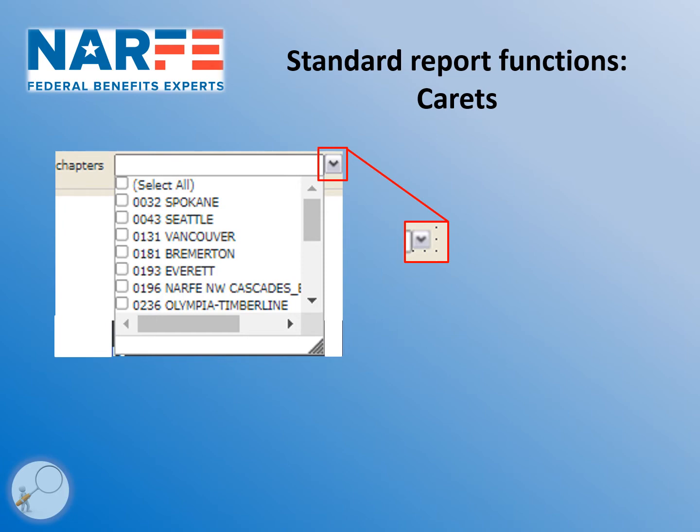To begin with, we're going to start with some of the standard functions that are available in almost all of the reports. One of these is the little caret. That's this little icon that's on the right of a text bar. When you see the caret, it generally provides you with some kind of a drop-down menu that you can select from.